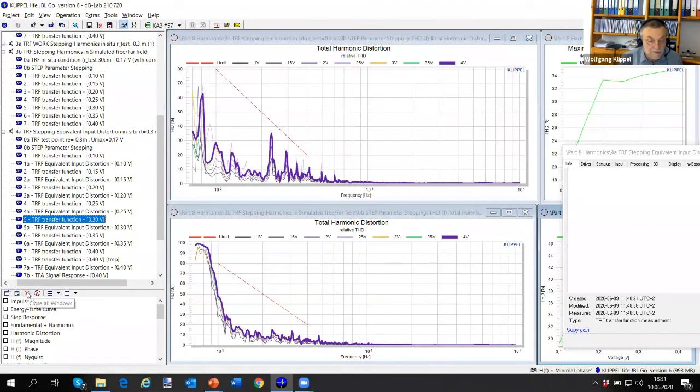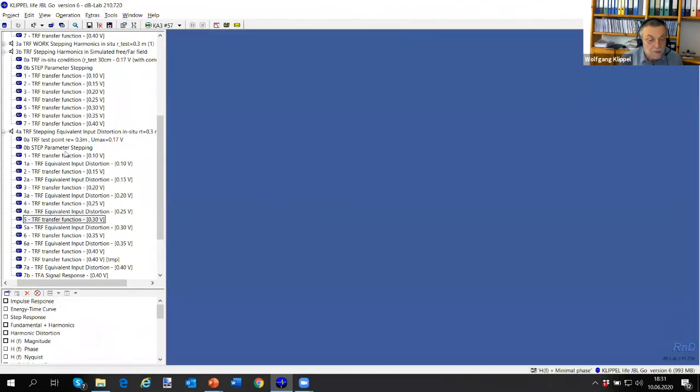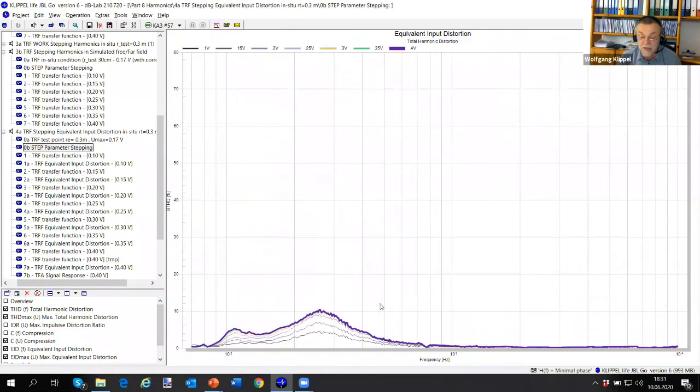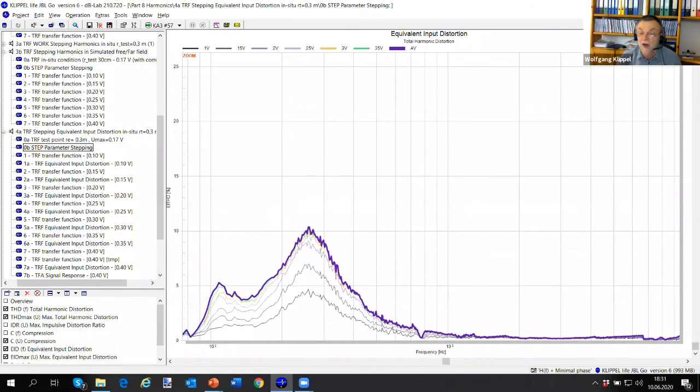I clean up everything, and I'm here. Here's the result, and here you see the results. That's a normal total measured actually at 30 centimeter distance at this position here. That's again the same picture as before without room correction, and that are the equivalent input distortion. About at the maximum 10%, nicely rising with the amplitude quite regular.